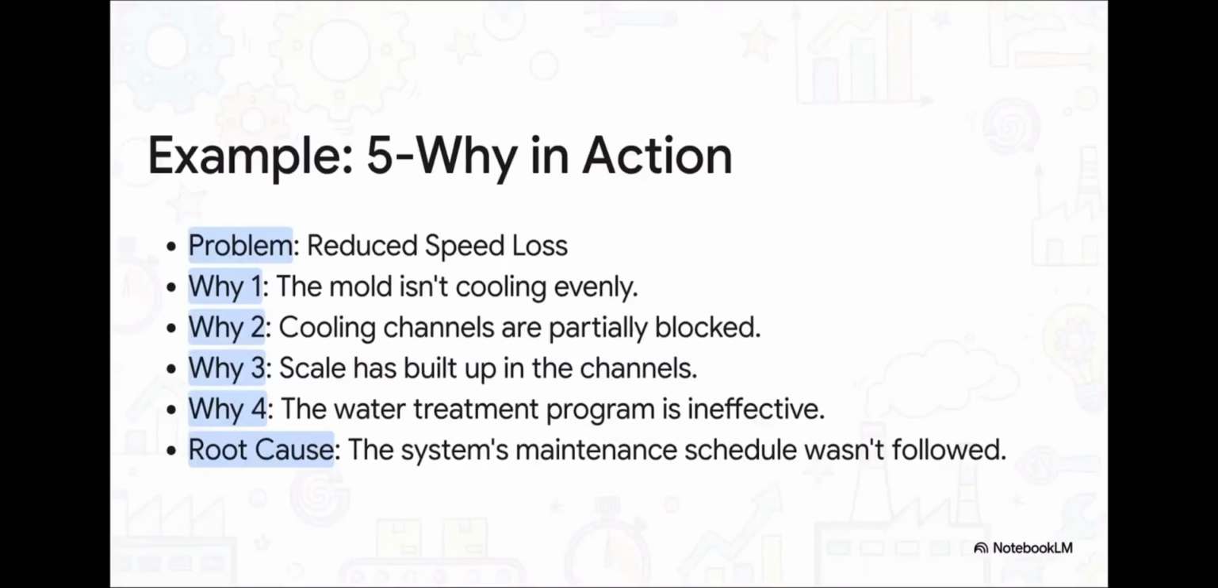Okay, our problem is the machine is running too slow. Why? Well, the mold isn't cooling down properly. Okay, why is that? Because the cooling channels inside are partially blocked. And why are they blocked? Because there's scale built up in them. Why is there scale? Because our water treatment program isn't working right. And the final, big question, why isn't it working? Because nobody was following the maintenance schedule. And there it is. See? We went from it's slow to a very specific, fixable problem.